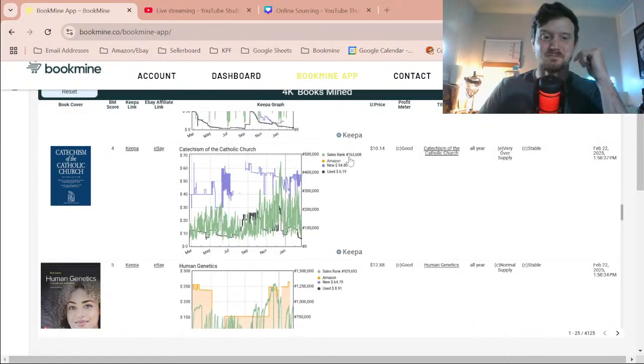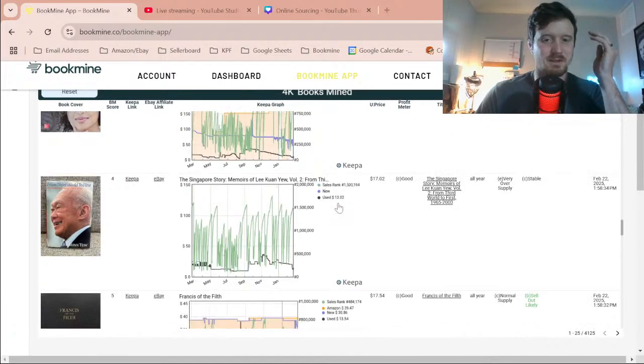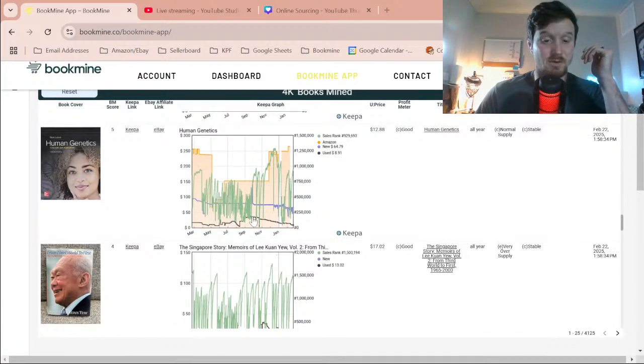Let's see here. So this one looks, oh no, at 30. So what I'm doing is I'm looking at this graph. On Keepa, the graph isn't popped up like this, so that is one aspect that cuts down a little bit of time on every book you're looking at.